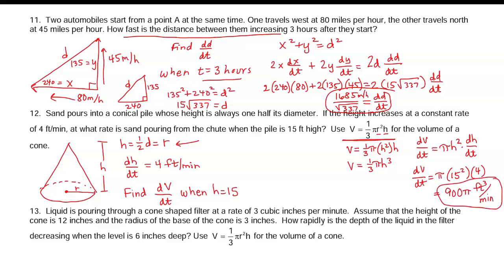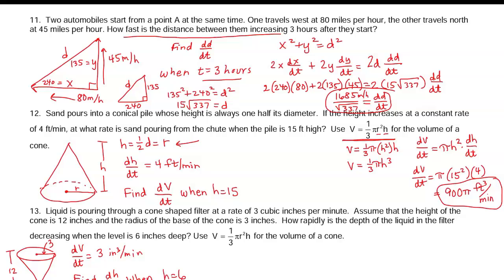Liquid is pouring through a cone-shaped filter at a rate of 3 cubic inches per minute. So they're giving us dV/dt is 3 cubic inches per minute. Assume the height of the cone is 12 inches and the radius of the base of the cone is 3 inches. So this is 3. How rapidly is the depth of the liquid in the filter decreasing when the level is 6 inches deep? So this is finding, I'm going to call it height of the water, and h would be my letter. So I'm going to find dh/dt when h is 6.